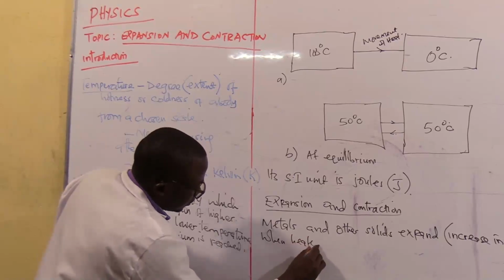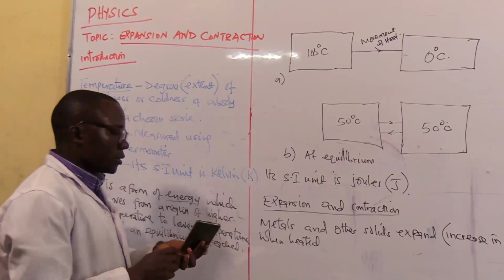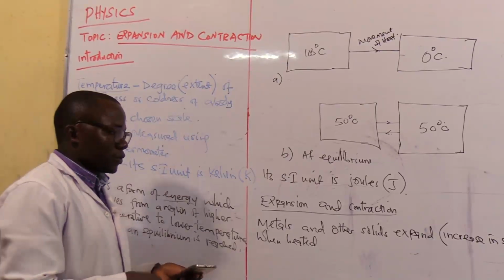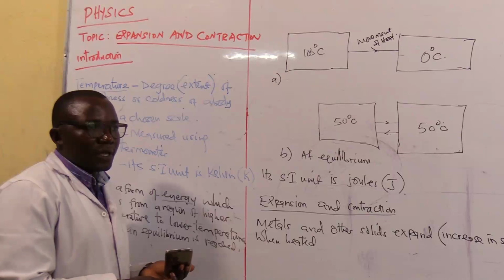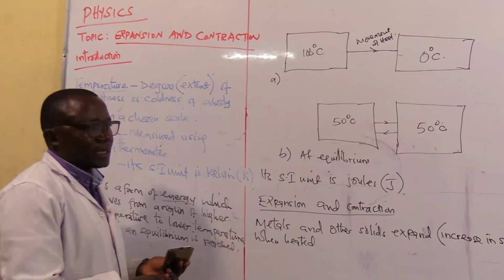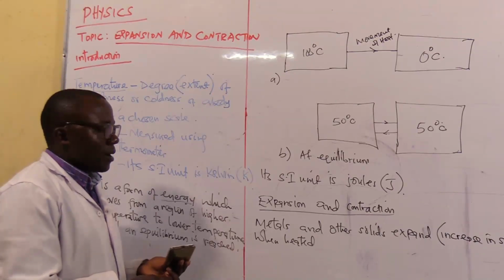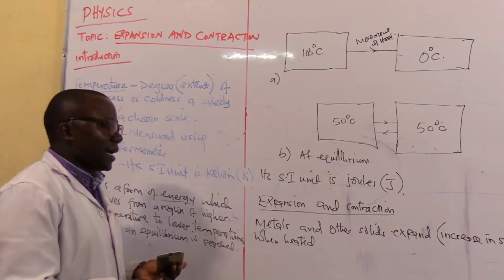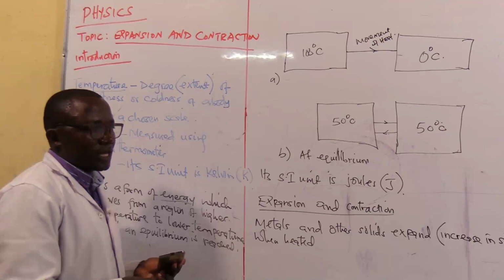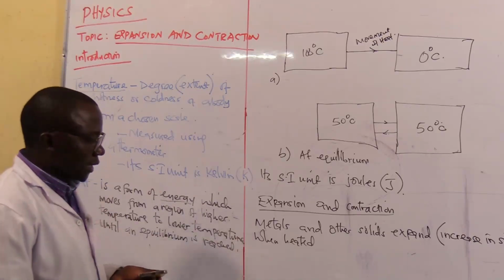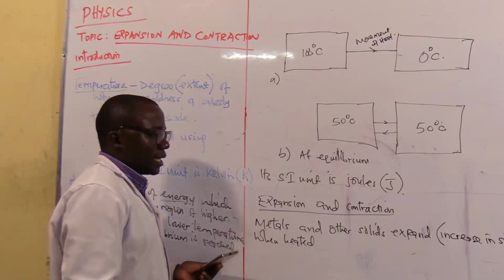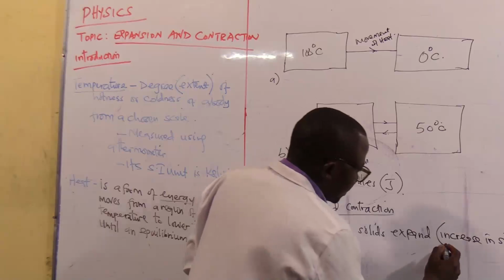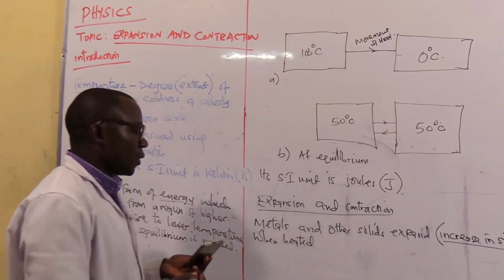When a metal or other solid is heated, remember not all solids will expand, because we also have poor conductors, or poor materials, which cannot expand. There are materials which cannot expand, and we have solids which can expand. We are going to have the list, and I hope you will be able to understand. So metals and other solids will expand, meaning increase in size when they are heated.